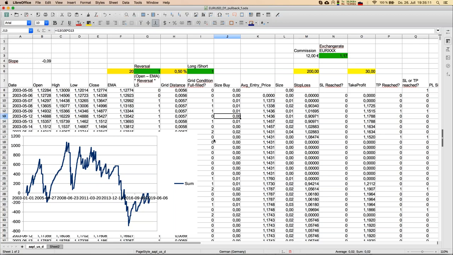Okay, so what other degrees of freedom do we have here? We have the stop loss value in euro. We have the take profit value in euro. And there's one additional thing we need in order to do all the calculations right. We need the exchange rate. In this case, it would be even easier because we are looking at euro US dollar. Then we could take the price itself here as the exchange rate.